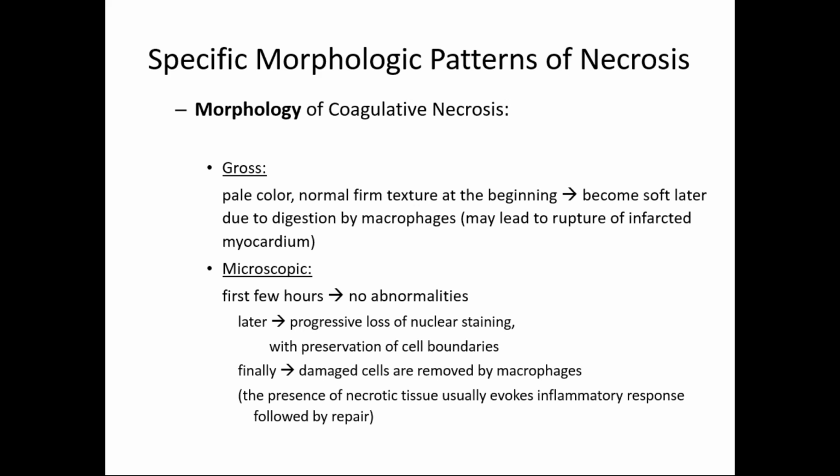Coming to the morphology of coagulative necrosis, grossly the tissue will be pale in color, with normal firm texture at the beginning stages, and become soft later due to digestion by the macrophages, which may lead to rupture of infarcted myocardium. Microscopically, in the first few hours, no abnormalities are seen, whereas later, progressive loss of nuclear staining with preservation of cell boundaries is seen. Finally, at the last stage, damaged cells are removed by the macrophages. The presence of necrotic tissue usually evokes an inflammatory response followed by repair.